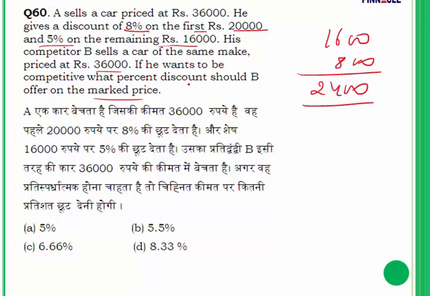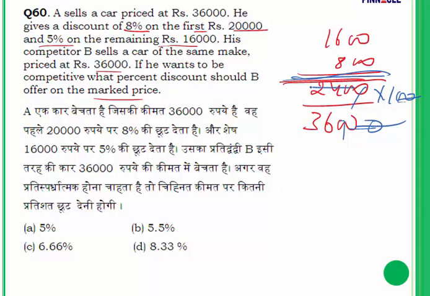It means the second seller has to give 2,400 discount on 36,000, because the price is 36,000. Otherwise, he will not be in the competition. So it would be around, you can say, 20 by 3 should be the answer. That is 6.66. C is the answer in this case.